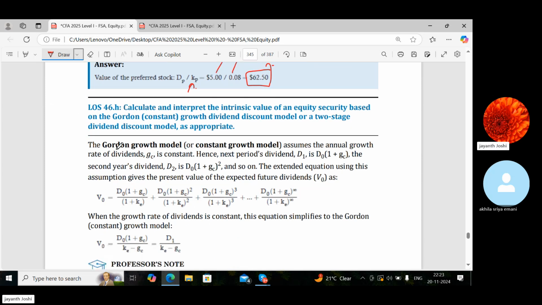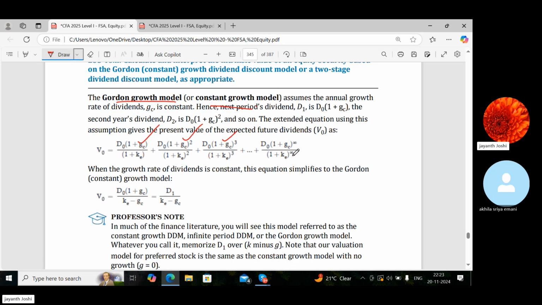Now we are going into the Gordon growth model, the constant growth model, where the dividend is growing at a constant growth rate, which we have already applied. This formula, which is a summation, is simplified in this way. When the growth rate of dividends is constant, the equation simplifies to the Gordon constant growth model. That means D0 into (1 plus g). This is the first year dividend, or the next dividend. The next dividend is the present dividend into 1 plus the growth factor, divided by the cost of equity minus the growth factor. We are adjusting the constant growth in the denominator.